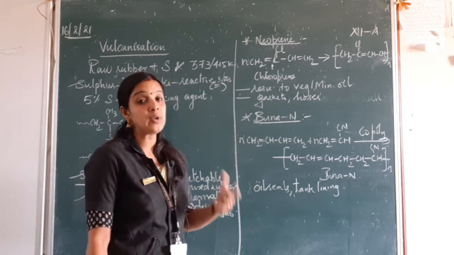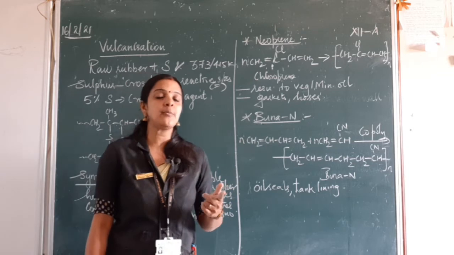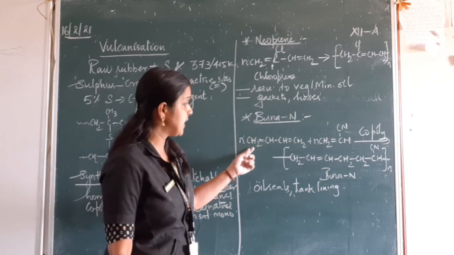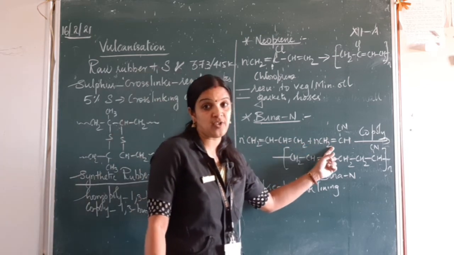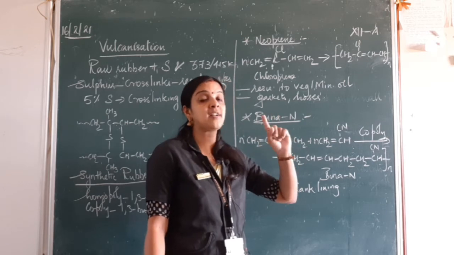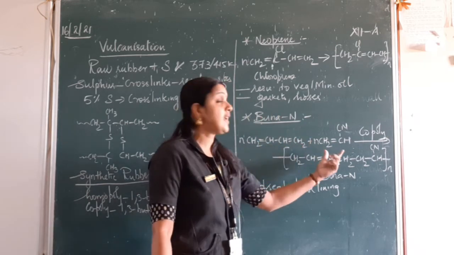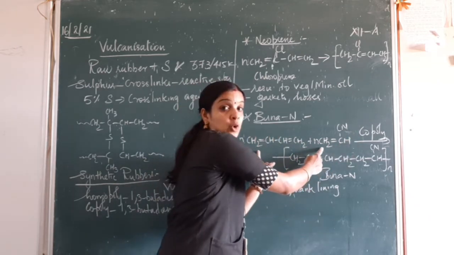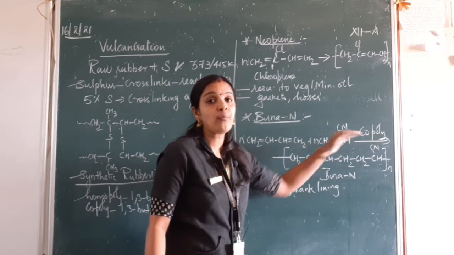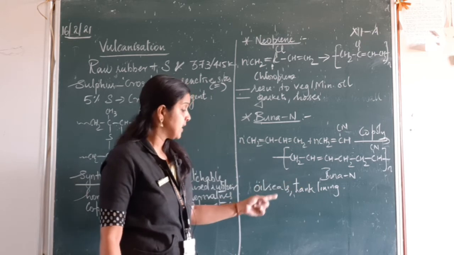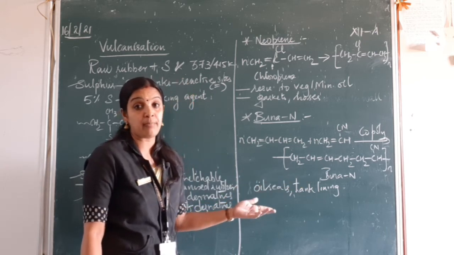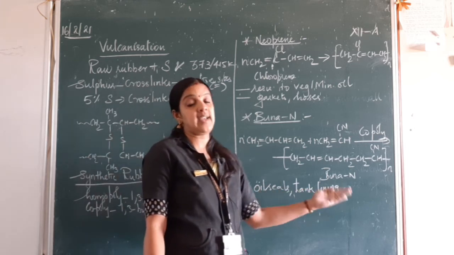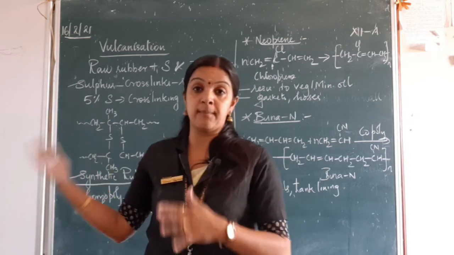The last one is Buna N. We learnt about Buna S, children, if you remember, 1,3-butadiene and styrene. So here it is again 1,3-butadiene and acrylonitrile. Acrylonitrile, if you remember, children, polyacrylonitrile. Yes. So here acrylonitrile and 1,3-butadiene undergo copolymerization, because 2 different monomers are used here. So they undergo copolymerization to form Buna N. This is again resistant to the action of petrol and other lubricating oil, and it is used for making oil seals, tank lining, etc. So these are the important rubber materials.